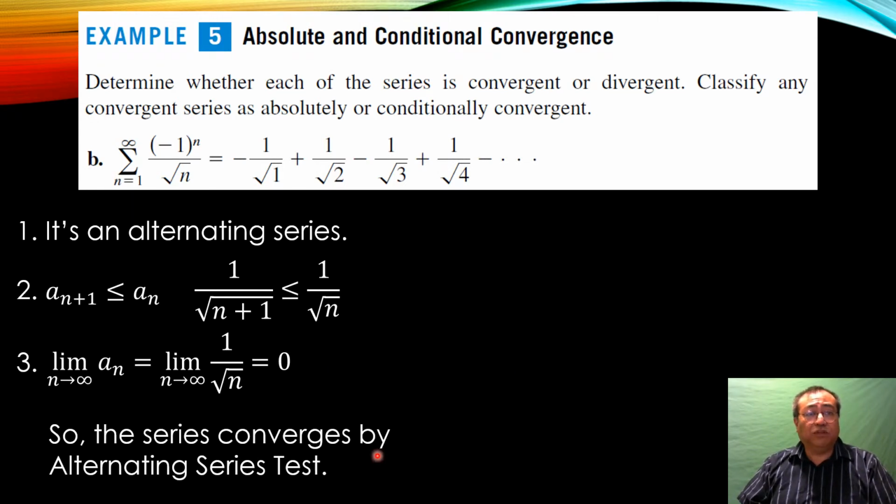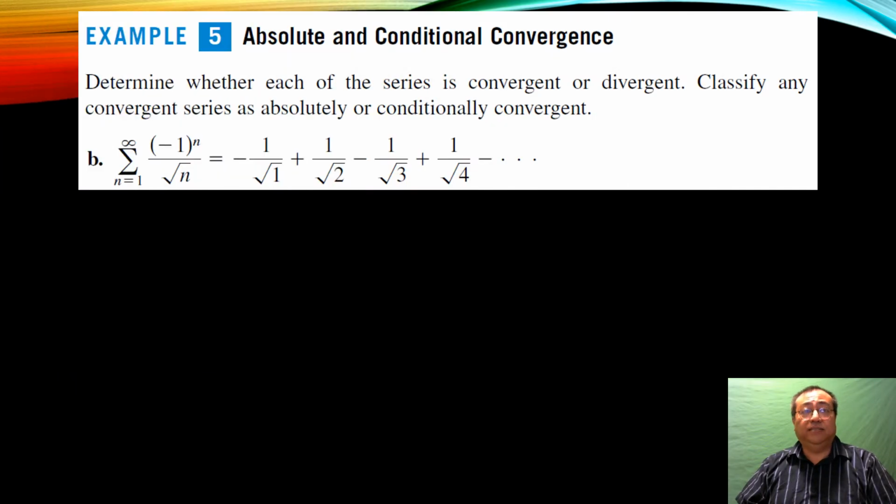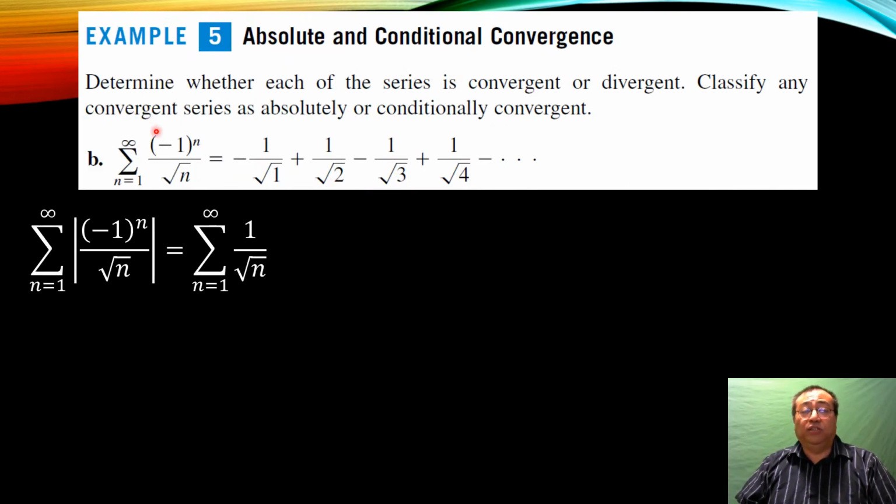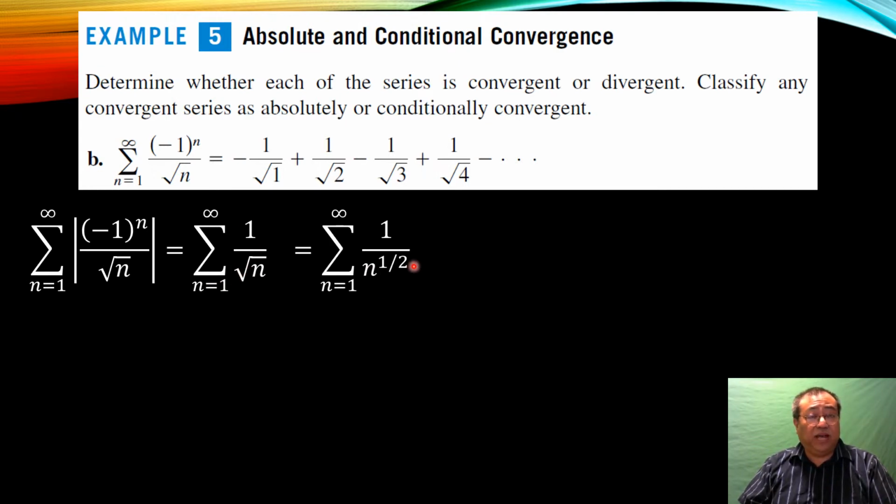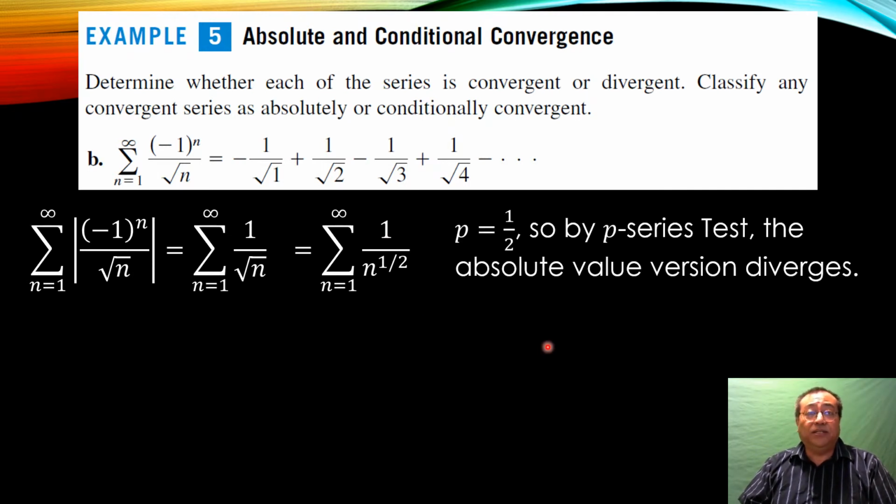So the series converges by the alternating series test. But if we drop the negative 1, taking the absolute value now because we're testing to see if it's absolutely convergent, then we get this, which is n to the 1/2. So this is now just a regular p-series, where p is 1/2. So by the p-series test, the absolute value version diverges.